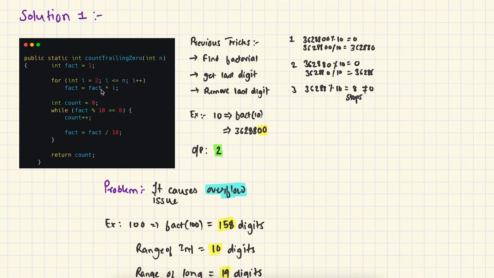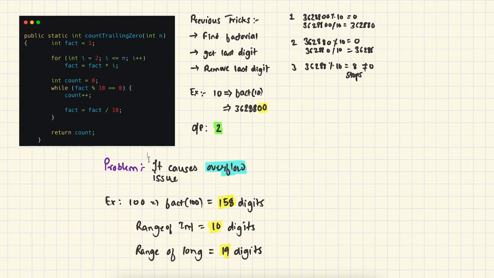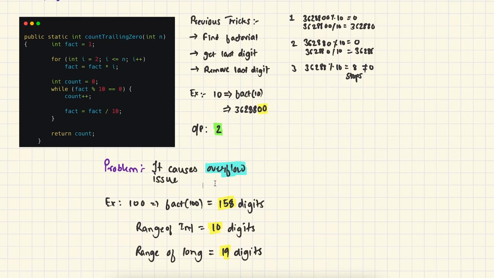Okay, this is the simple solution to solve this problem, but it has a major issue. And what is that? Let's see. The issue is that this solution causes an overflow issue. Why? Because if you pass n equal to 5 or 10 or 15, then obviously this code is going to work smoothly. But let's say you are passing n equal to 100, and the factorial of 100 is going to have 158 digits in total.